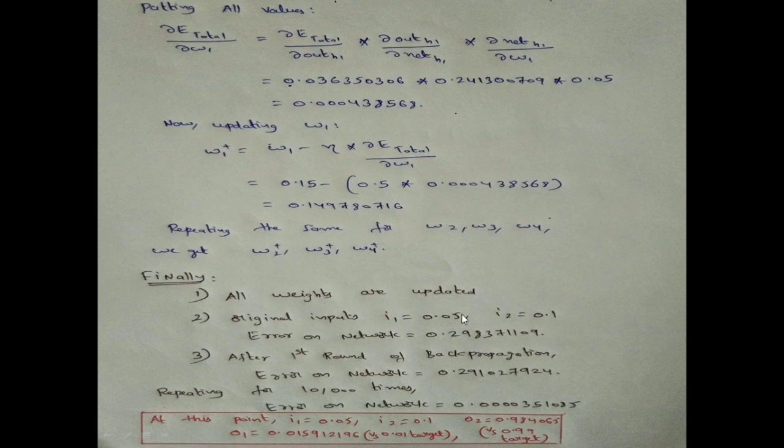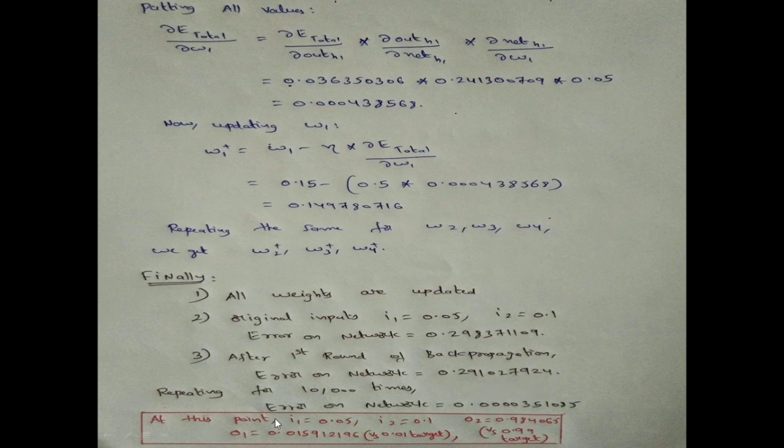But if we repeat the same backpropagation algorithm for, let us say, 10,000 times, the error on the network now came back to 0.0000351085, which is a significant reduction in the error value when compared to the initial error we got. That is, now the actual output we got is somewhat nearer to the desired output or target output of the network.